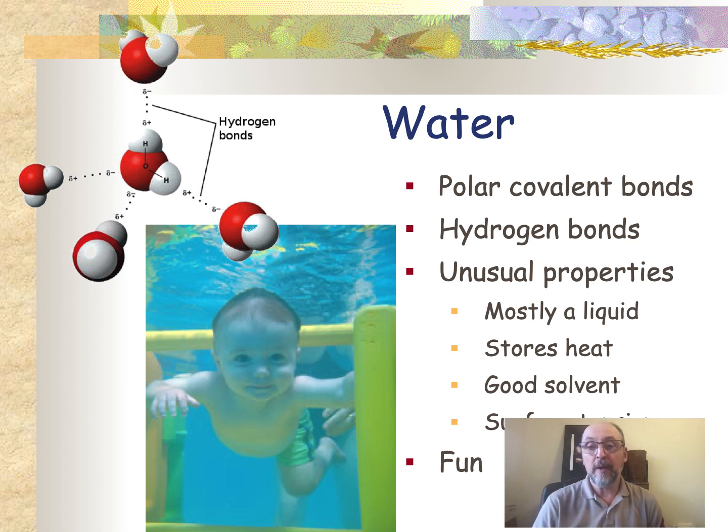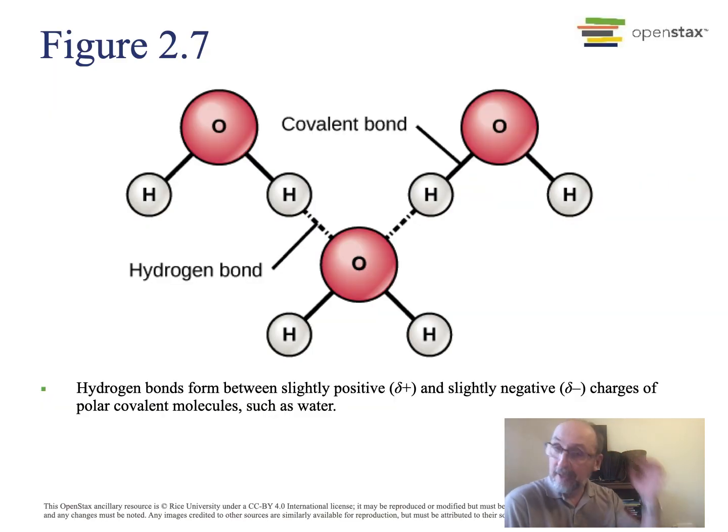And this is why water has some unique properties. It's why it remains a liquid at such a wide range of temperature. It takes a lot to separate it, so it can store heat quite well. Water is also good at dissolving a wide variety of things because it can dissolve ionic compounds and other polar covalent compounds. And water molecules want to stick together, so they have surface tension. So here's just a picture showing these hydrogen bonds again from your textbook. Okay, and this is why water has these unusual properties.